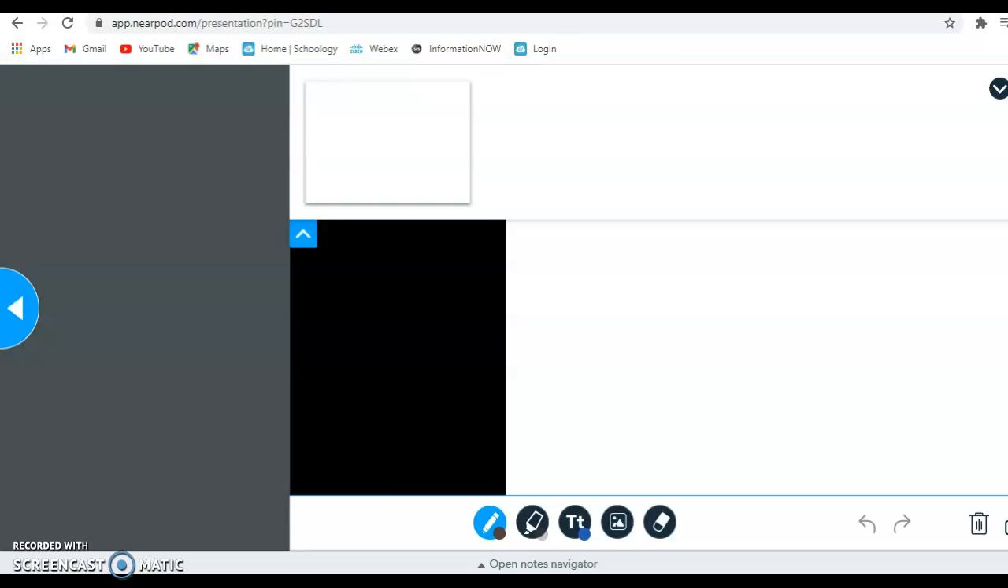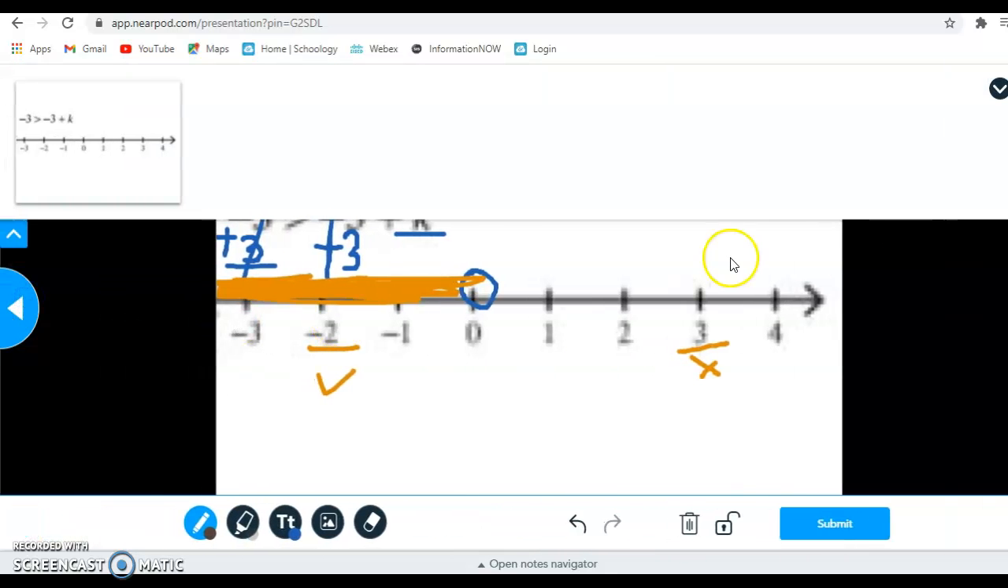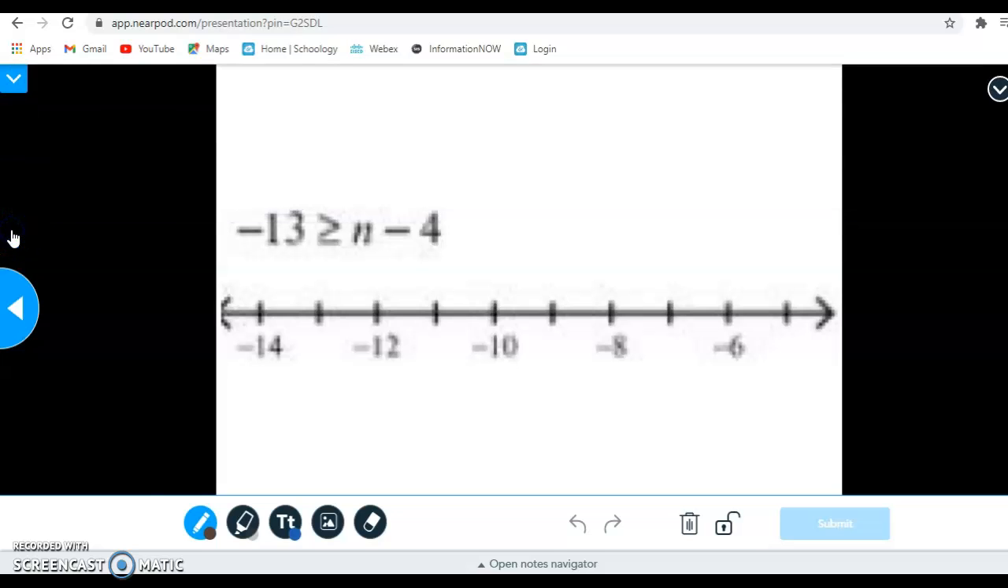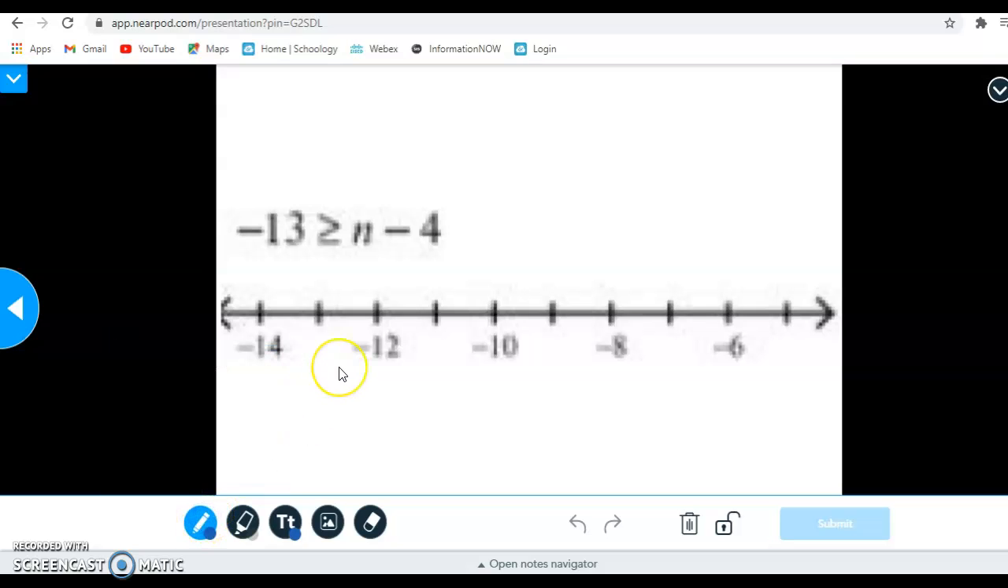So let's look at the next problem. Let's look at this one. Uh-oh, wrong button. So this one is kind of just like our last one. And I'm going to change this. All right, so let's look at this one.